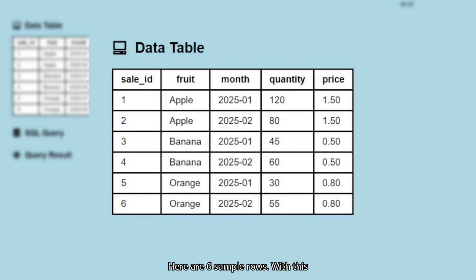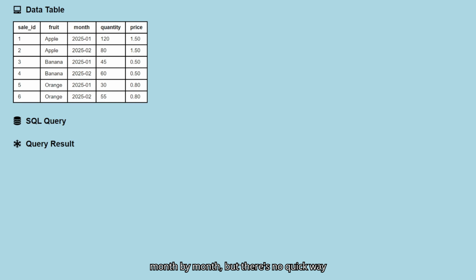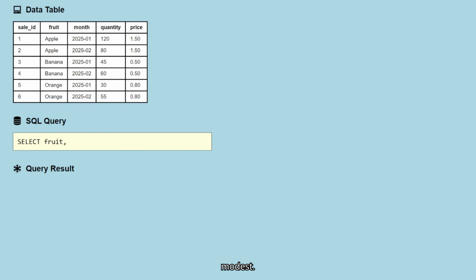Here are 6 sample rows. With this setup, you can already see raw numbers month by month, but there's no quick way to tell which sales were truly large or modest.